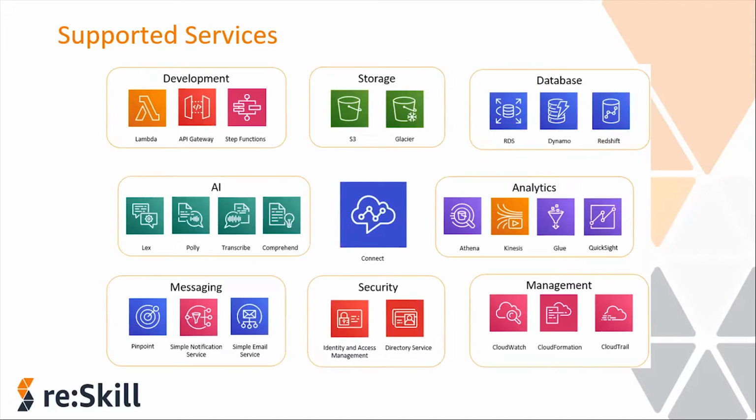Amazon Connect can integrate with a different category of services within AWS, from development to management to database to messaging. It also integrates with the machine learning services if you want to perform operations on the connect data that the call center produces. We can leverage AI services. We can perform analytics with the analytics category of services like Athena and Glue. We can store the data into S3, and we can obviously provide the security by integrating with IAM and a directory service.